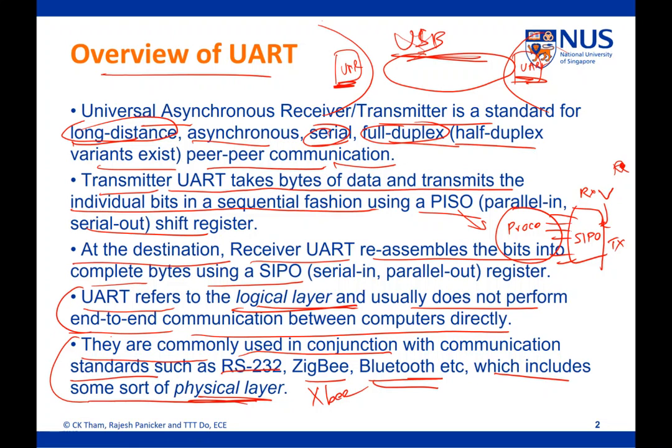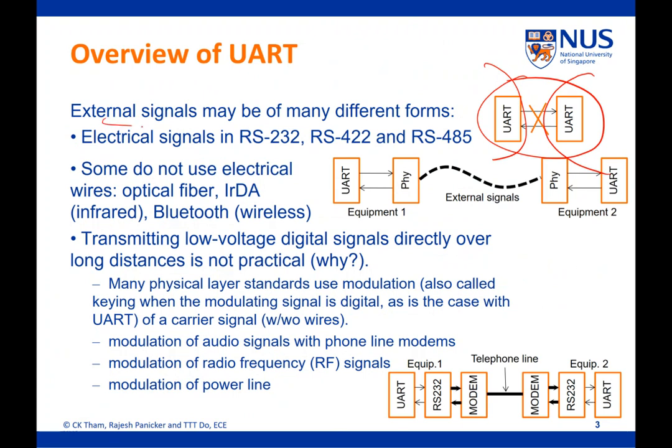Physical layer is the actual physical mechanism used for communication, which could be a number of different ones for UART. The external signals may be of different forms. It could be electrical signals like RS-232, RS-422, RS-485, and even USB. Some do not use electrical wires, like optical fiber, IRDA, Bluetooth, etc. IRDA uses infrared, Bluetooth uses wireless at 2.4 gigahertz, and optical fiber uses optical pulses, right?